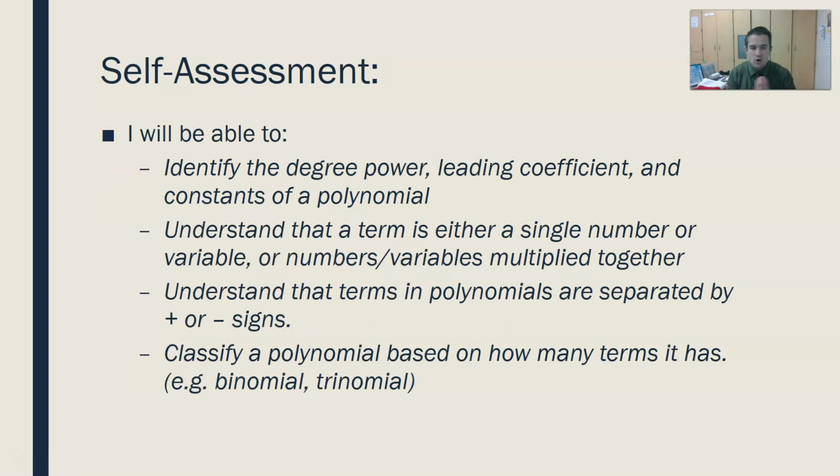So this is just an intro. We're going to talk a lot more about polynomials in this unit. But hopefully now you can identify the degree, the leading coefficient, and the constants of a polynomial. Understand that a term is either a single number or variable, or numbers and variables multiplied together. Understand that polynomials are separated by plus or minus signs. And then classify a polynomial based on how many terms it has, like a monomial, binomial, trinomial, etc.